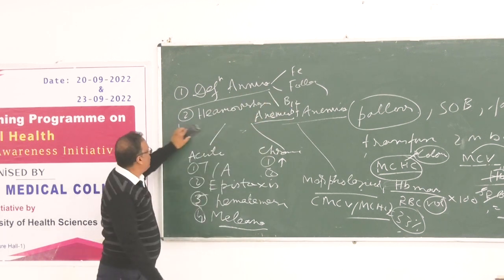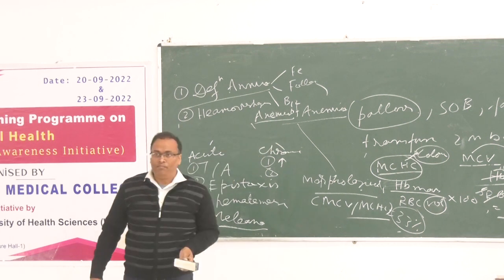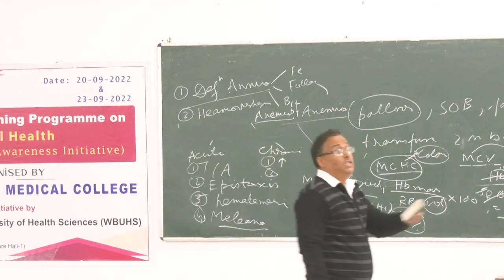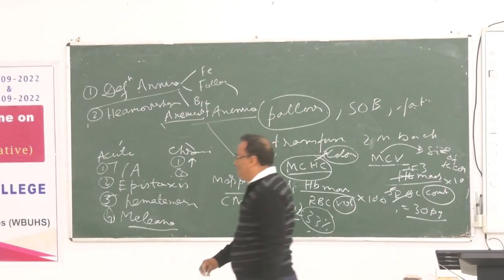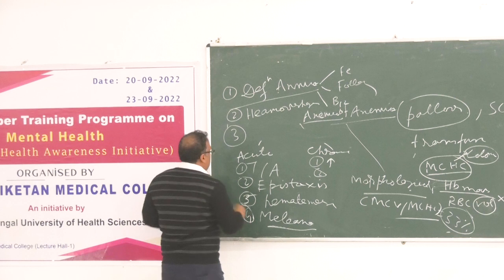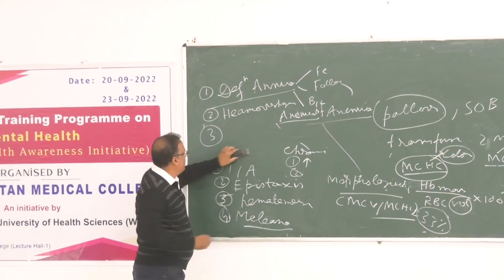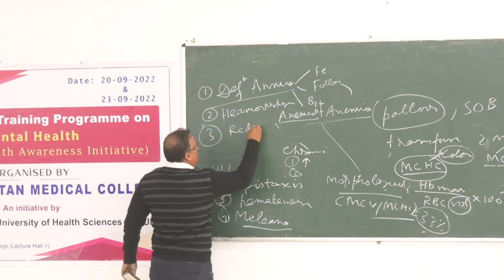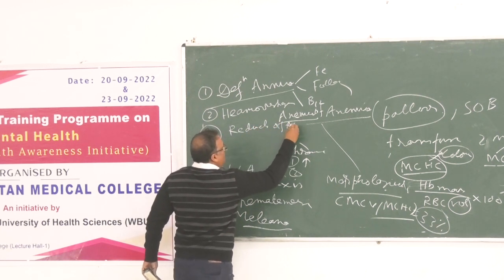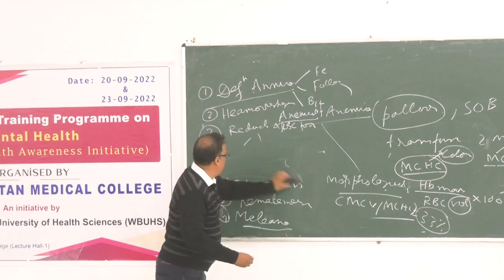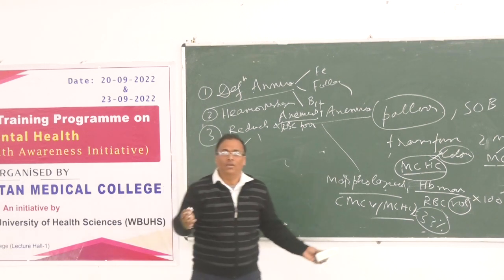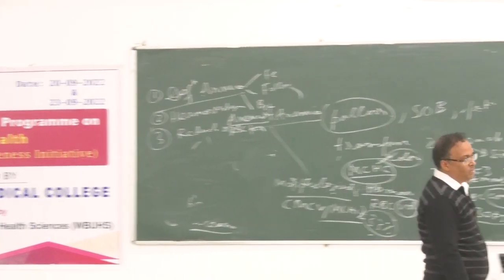Now number 3, what will that be? Number 3 will be reduction of the RBC formation. How can it happen? Any idea? Bone marrow failure. Bone marrow failure happens and red cells are not being formed. Any cause?